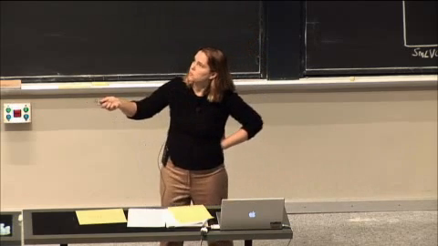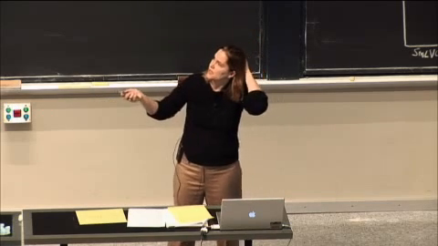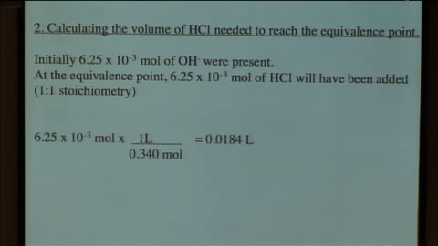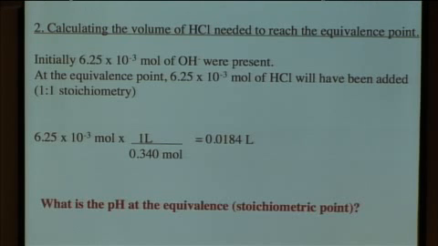So we know we have 6.25 times 10 to the minus 3 moles of the base present. So at the equivalence point, you need to have that exact same number of moles of acid. We know the concentration of the acid we have and the number of moles we need, and so we can calculate the volume, which is 18.4 milliliters, or 0.0184 liters.